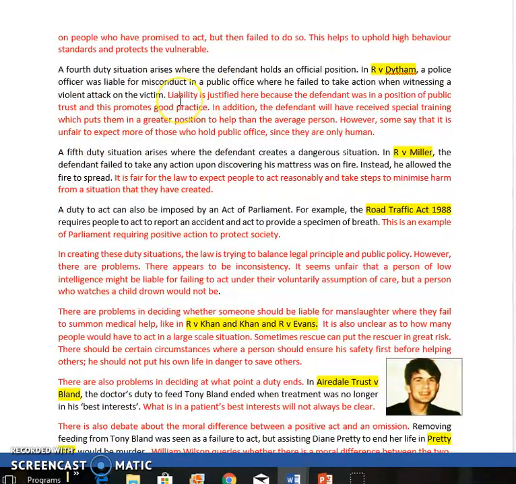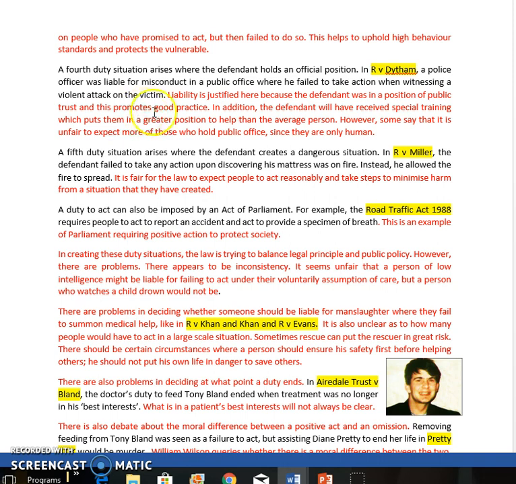Fourth duty situation, we can see in the case of Dithan, where the police officer failed to act. Now, looking at the police, you could say that liability expecting them to act is justified because they are in a position of public trust. And of course, it promotes good practice.